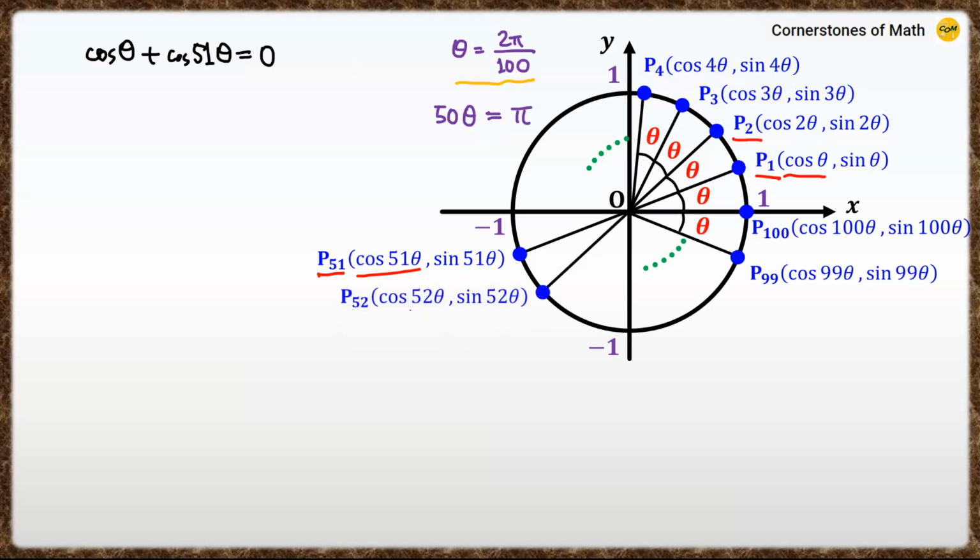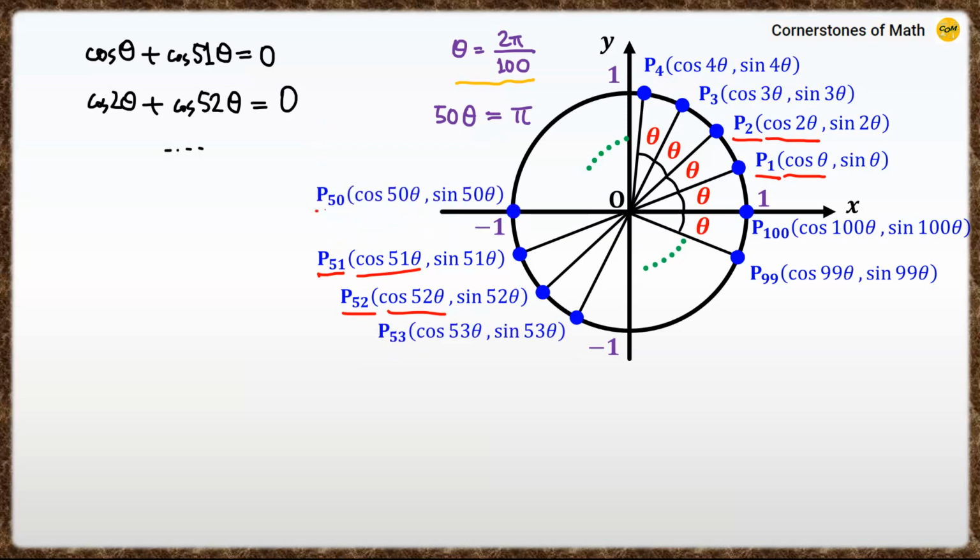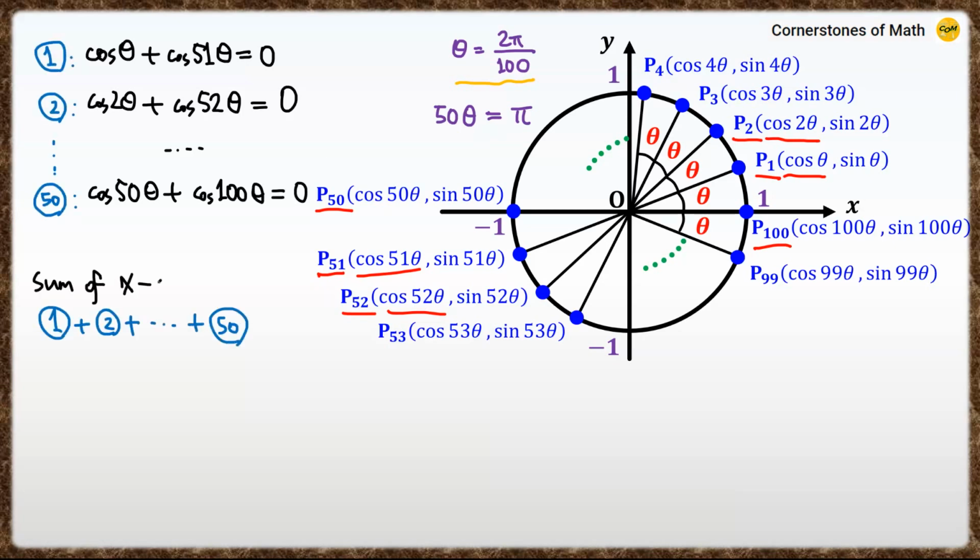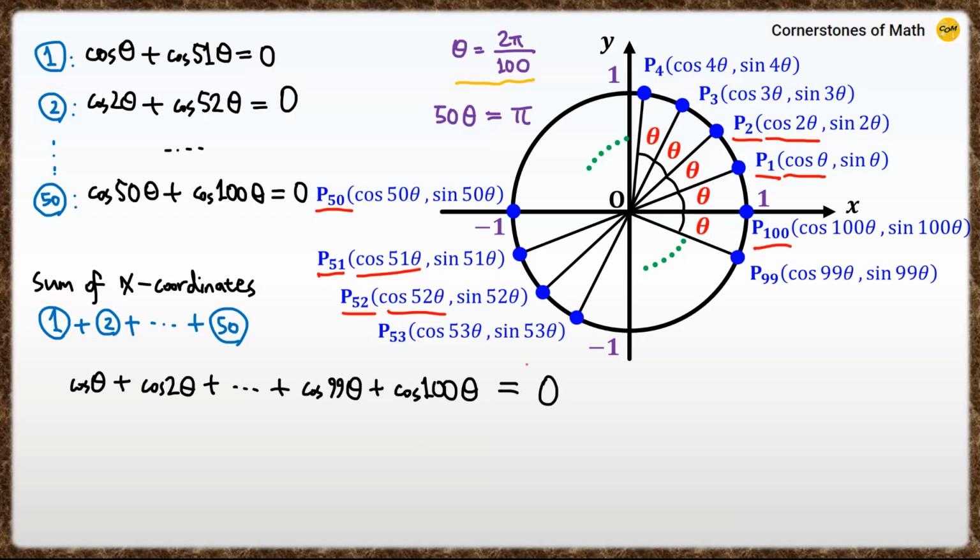Next, points P2 and P52 are symmetric with respect to the origin, so the sum of their x coordinates, cosine 2 theta plus cosine 52 theta, is 0. And you can see that we can go on and on until we reach two symmetric points P50 and P100, which give cosine 50 theta plus cosine 100 theta equals 0. Therefore, if we add them up, we obtain cosine theta plus cosine 2 theta plus so on, all the way up to cosine 100 theta equals 0.